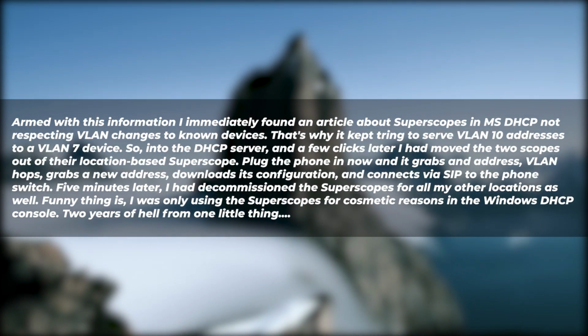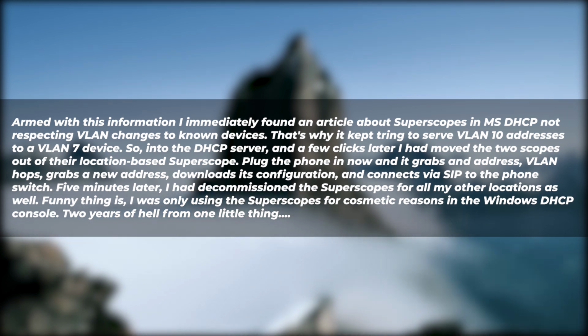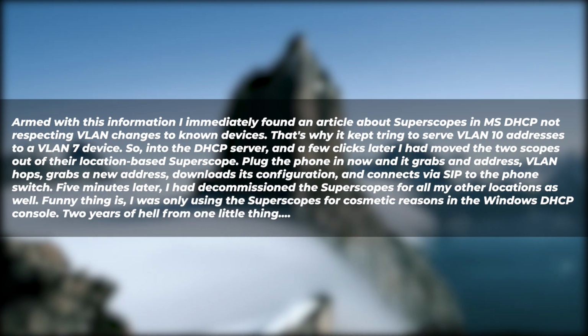Armed with this information, I immediately found an article about superscopes in MS DHCP not respecting VLAN changes to known devices. That's why it kept trying to serve VLAN 10 addresses to a VLAN 7 device. So into the DHCP server, and a few clicks later, I had moved the two scopes out of their location-based superscope. Plug the phone in now, and it grabs an address, VLAN hops, grabs a new address, downloads its configuration, and connects via SIP to the phone switch. 5 minutes later, I had decommissioned the superscopes for all my other locations as well. Funny thing is, I was only using the superscopes for cosmetic reasons in the Windows DHCP console. 2 years of hell from one little thing.